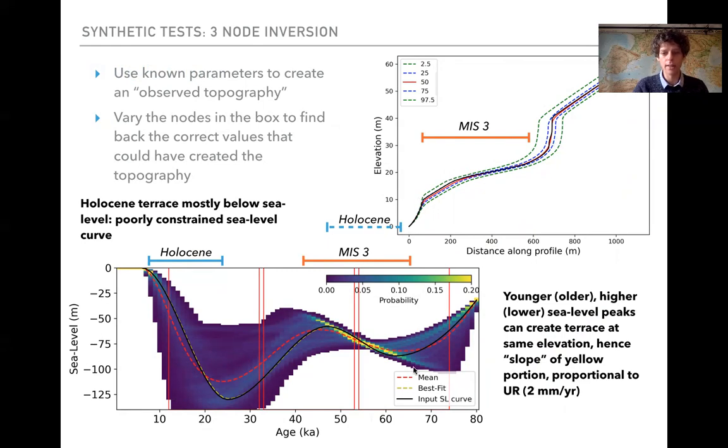What's interesting is that you have a certain non-uniqueness, though, that younger and higher sea level peaks would create a very similar sort of terrace to older and lower sea level peaks, where this slope is proportional to the uplift rate. In this example, it is 2 millimeters per year.